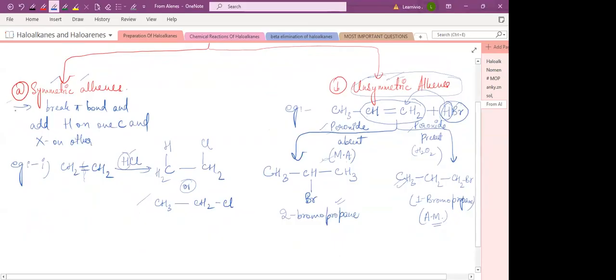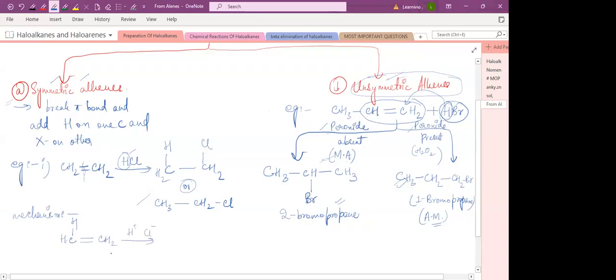And yeah, for the symmetric one, you can see the mechanism also. How this reaction proceeds, you can understand the mechanism also. So suppose it's ethene, right? So we can write ethene as CH2 double bond CH2, right? So this HCl will break as H plus and Cl minus, right?